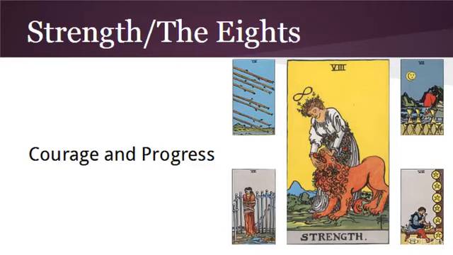With the 8 of Cups, it's about moving on from an emotional situation that isn't serving you anymore. And then with the 8 of Swords, it's about not being able to make progress because of all of the mental obstacles that are in the way. And with the 8 of Pentacles, it's a matter of making progress through learning and improving your skills and attention to detail.